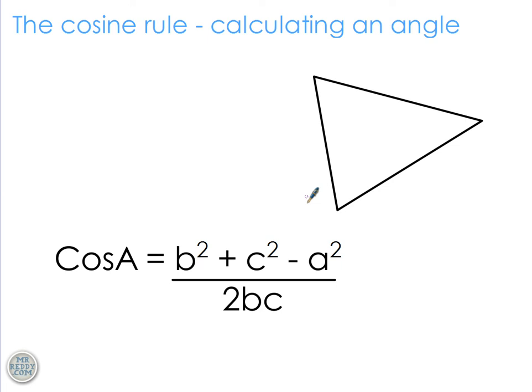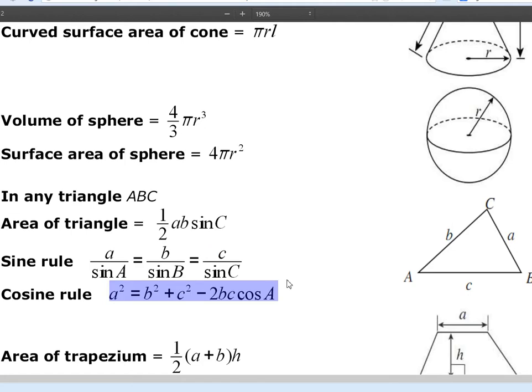Here's a video on using the cosine rule to calculate a missing angle. It looks quite horrendous: cos A equals b squared plus c squared minus a squared all over 2bc. The bad news is that on a GCSE formula paper, at least until the year 2017, it only gives you this version of the cosine rule.